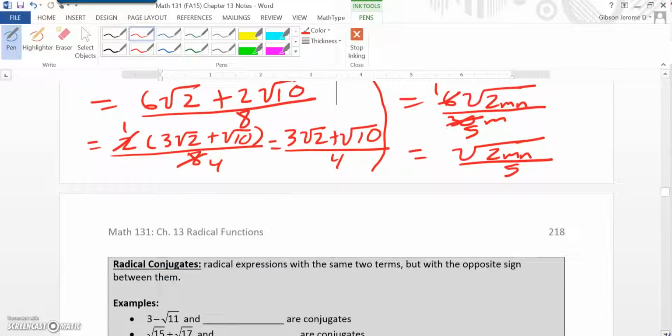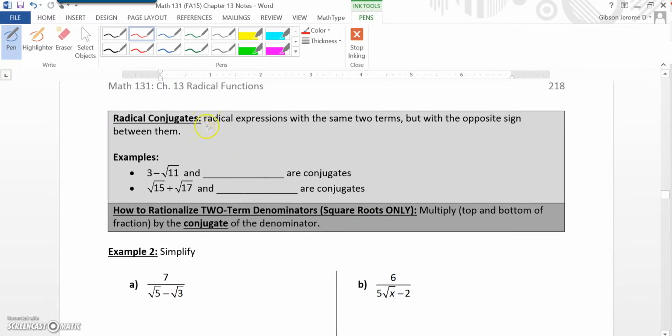Now we scroll to the next page. We have radical conjugates, radical expressions with the same two terms, but with the opposite signs between them. That is a radical conjugate. Example, 3 minus the square root of 11 and 3 plus the square root of 11 are conjugates. The square root of 15 plus the square root of 17 and the square root of 15 minus the square root of 17 are conjugates. Now it says how to rationalize two-term denominator square roots only. Multiply top and bottom of fraction by the conjugate of the denominator, like we wrote up here.